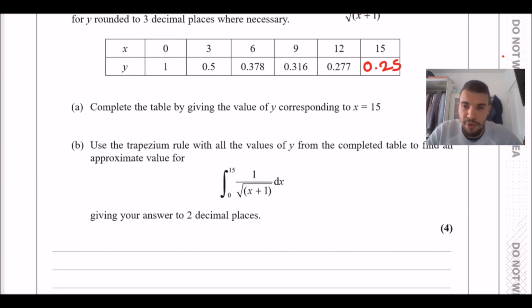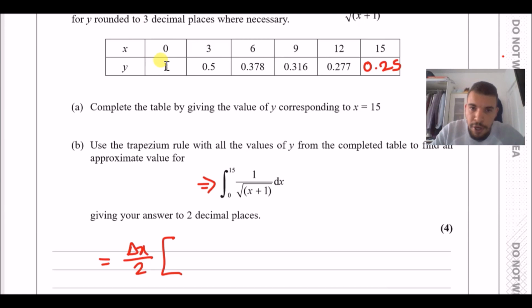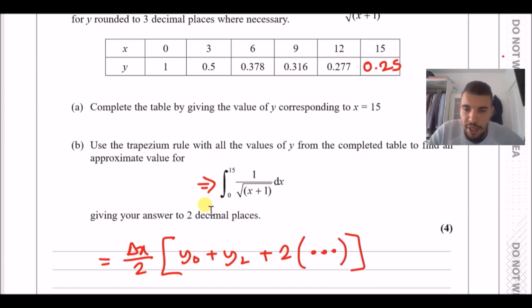So what is the Trapezium Rule? Well, the Trapezium Rule tells us that this solution here will be equal to some change in x, so let's call this delta x, divided by 2 times the first and last y position, so let's call it y0 plus the last one, yl, plus 2 times everything in between, so the rest of the y values between. And yeah, so now we just evaluate this. The actual formula looks a bit different. Instead of change in x, they use an h, which just means the difference in the x values.